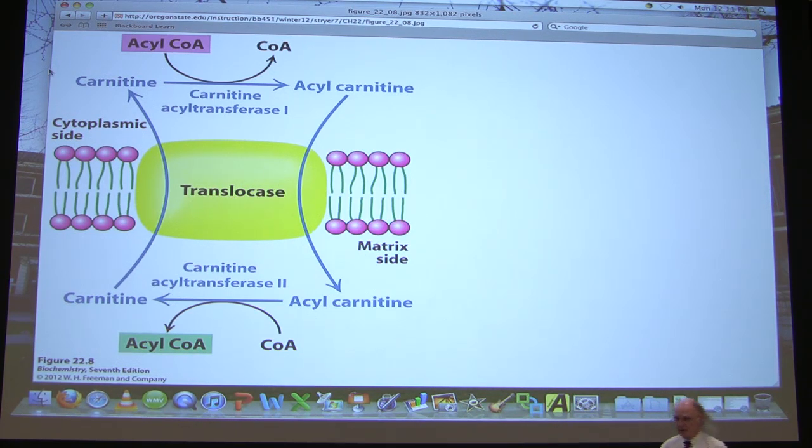Okay, so we're ready to oxidize this guy. Jody? Is this in all cells? This is in all cells, yeah. Yep.